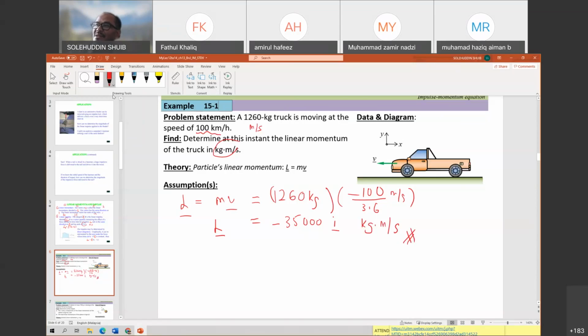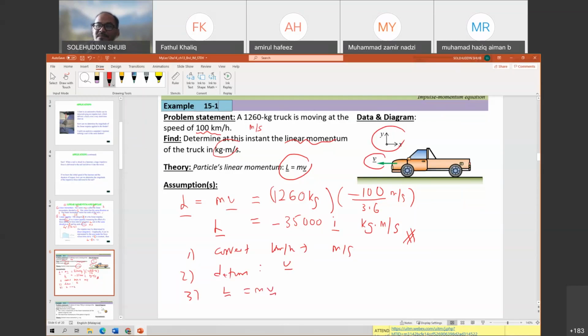The question asks you to find linear momentum, so we use this formula. Points to highlight: first, convert from kilometer per hour to meter per second. Number two, look at the data. Which direction is the direction of the velocity? Third thing, you apply this equation.